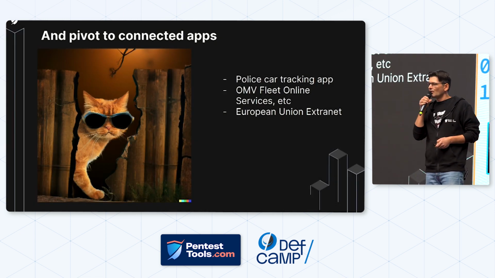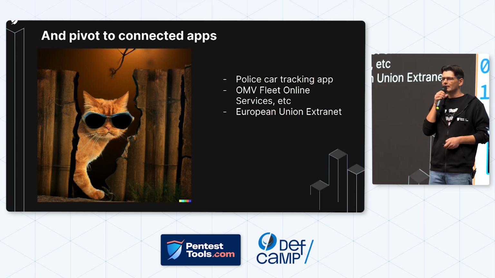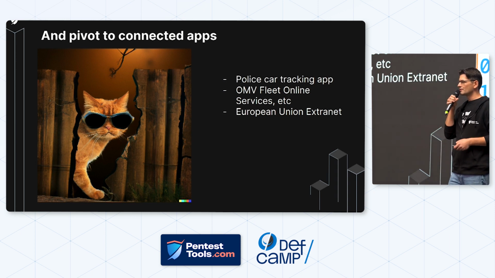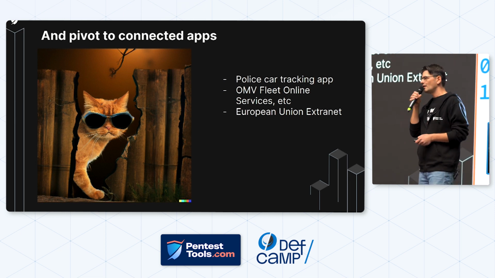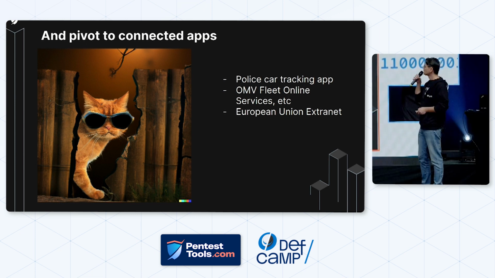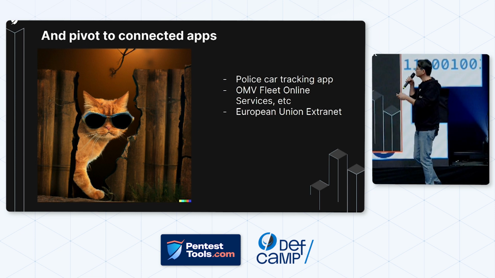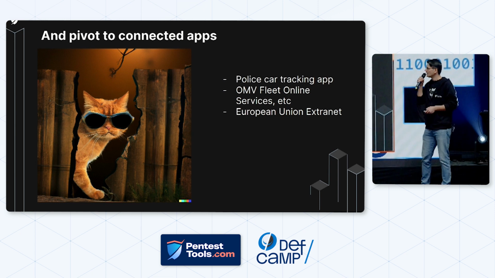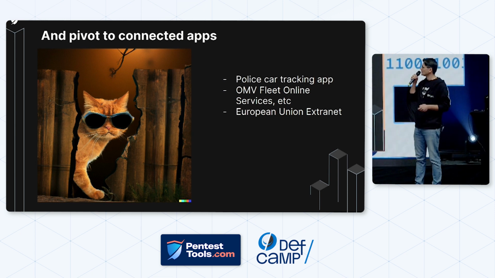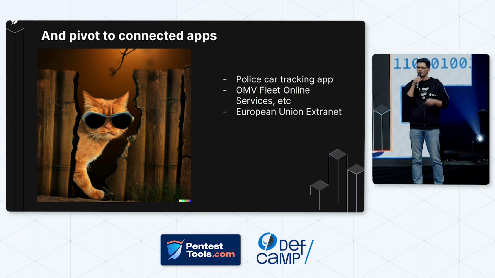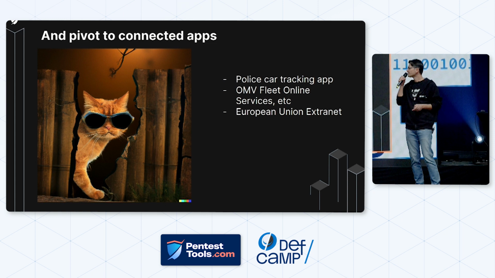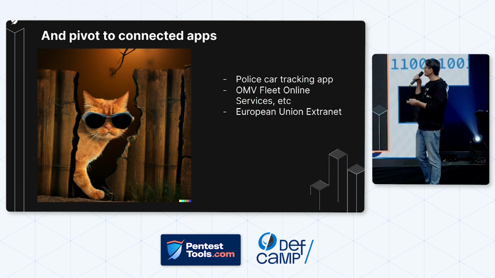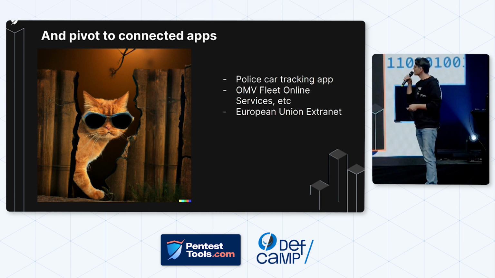And what do you find if you look through some emails? Of course, you find passwords. You find passwords to a lot of other services. And our Kitten started to pivot to other connected applications, and he managed to gain access to an application that was keeping track of the police car fleet, showing the locations of the police cars. Also OMV Fleet Online, and another interesting one was the extranet of the European Union.